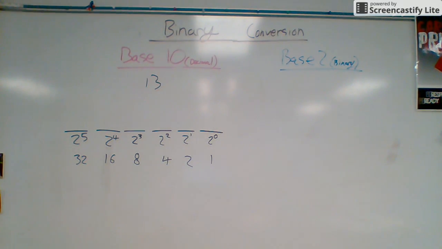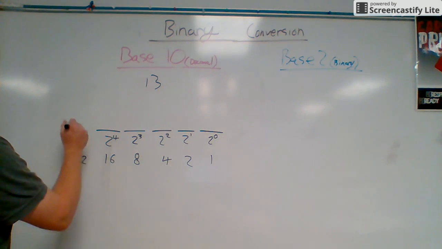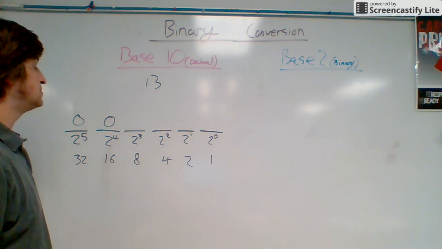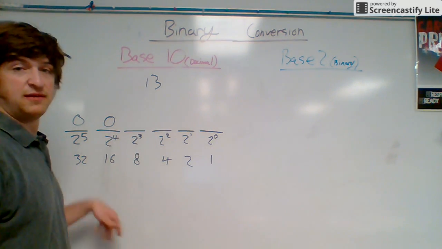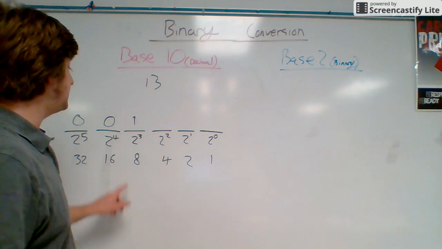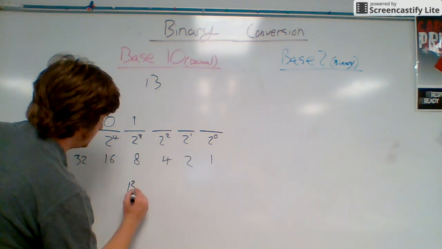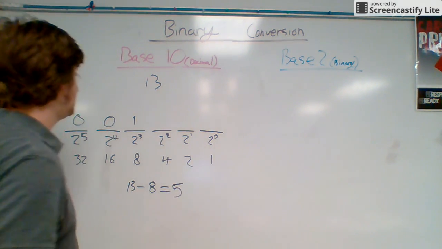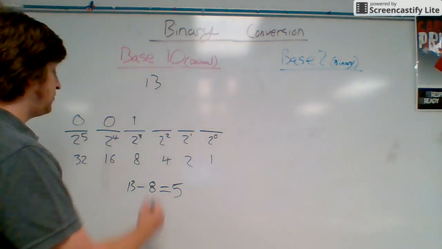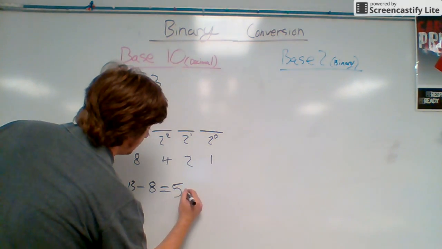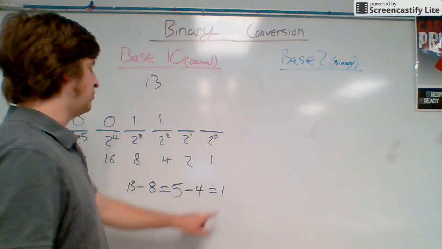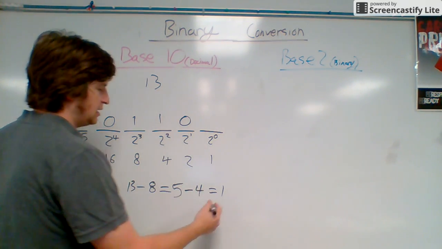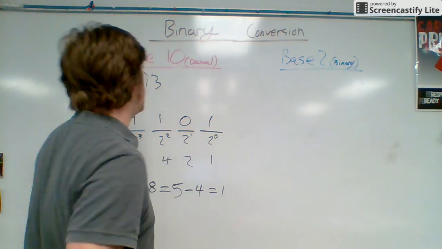I'm just going to start on the far left. I'm going to ask myself, how many times does 32 go into 13? Well, it goes in 0 times. How many times does 16 go into 13? 0 times. How many times does 8 go into 13? Well, 8 fits into 13. So I'm going to take 13 minus 8, that's going to leave me with 5. How many times does 4 go into 5? Well, 4 goes into 5 one time. So now we have a 1 left. 2 goes into 1 0 times, so we don't have a 2. And now 1 goes into 1 once, so we've got a 1 right there.